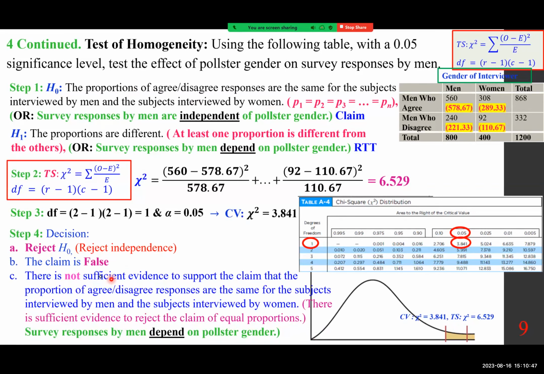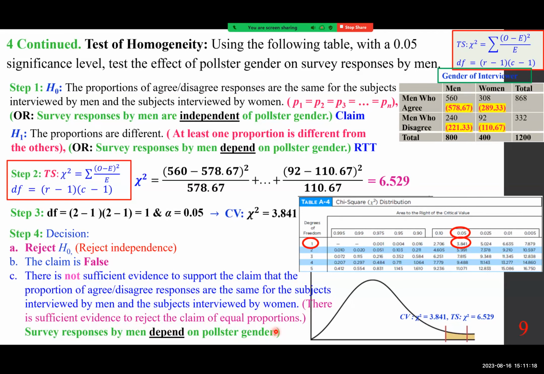The claim is false. There is not sufficient evidence to support the claim that the proportion of agree-disagree responses are the same for the subjects interviewed by men and the subjects interviewed by women. And that would be done. But a second method of writing the same thing: there is sufficient evidence to reject the claim of equal proportions. That is done. Again, a third way of writing the same thing: survey responses by men depend on poster gender.